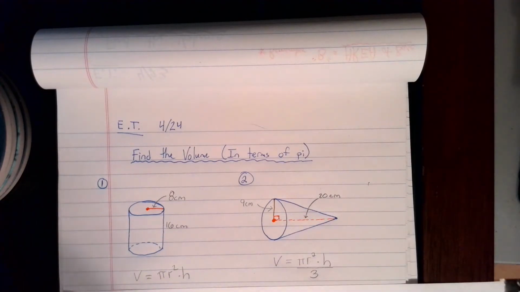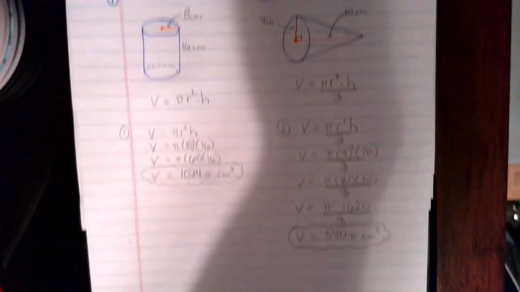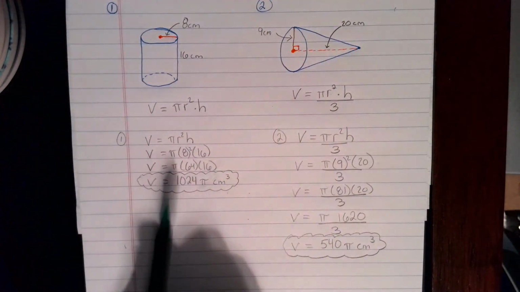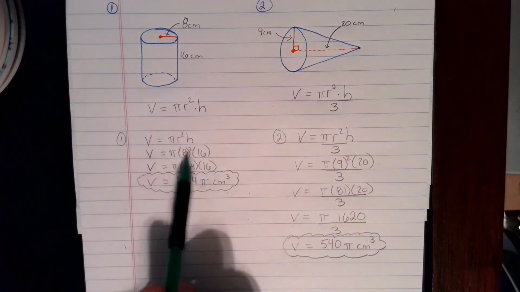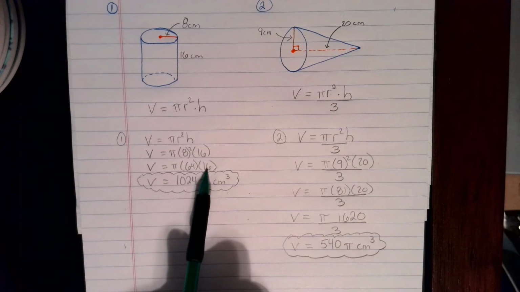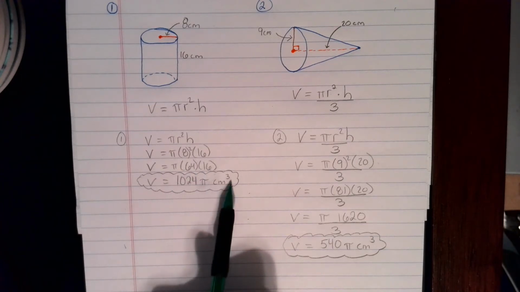All right, so I got the answers done out for you here. Hopefully you paused and tried it. Here are each of the answers done out, all the steps, step by step. So you plug in for this one, 8 is the radius, 16 was the height. 8 squared, 8 times 8 is 64. Multiply 64 times 16 and it's 1024 pi centimeters cubed.